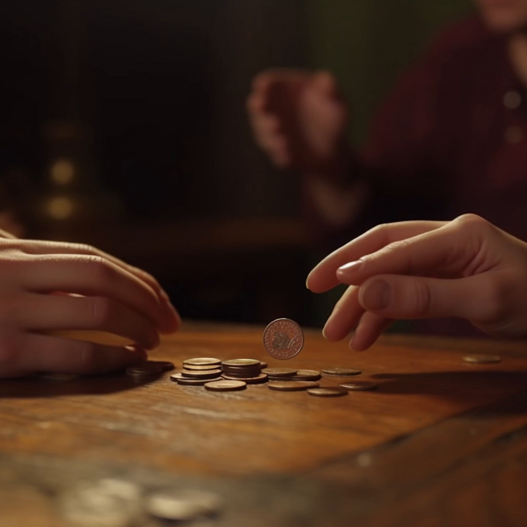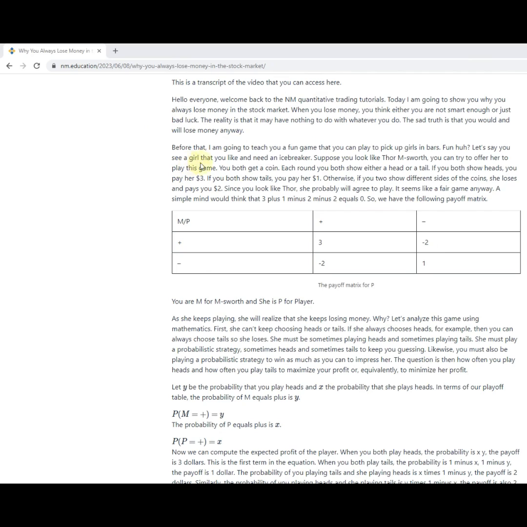You both get a coin. Each round you both show either a head or a tail. If you both show heads, you pay her $3. If you both show tails, you pay her $1. Otherwise, if you two show different sides of the coins, she loses and pays you $2. Since you look like Thor, she probably will agree to play. It seems like a fair game anyway.